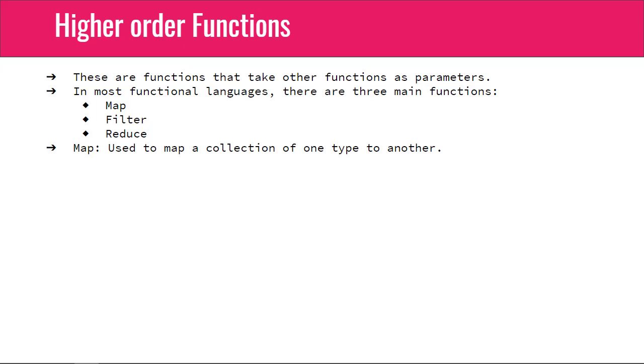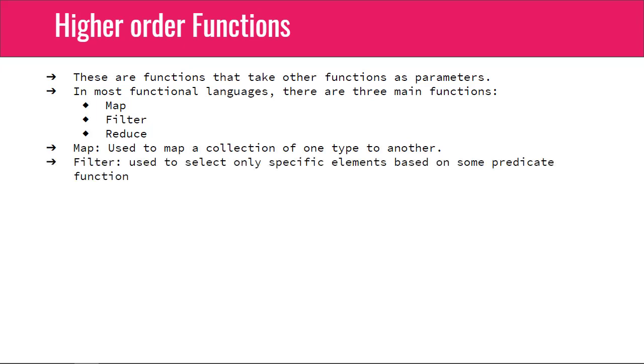Let's suppose we have a numbers list and let's say we want to add 10 to all the numbers. In that case, the size of the sequence is not going to change, but only the values are going to change. So in this case, we can use map function. Filter function can be used to select only specific elements based on some predicate function.